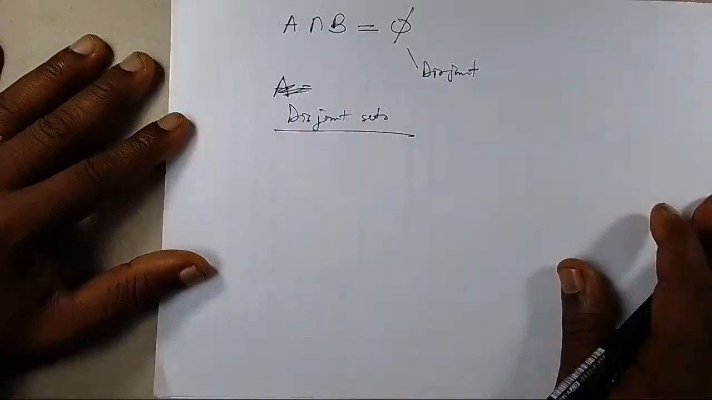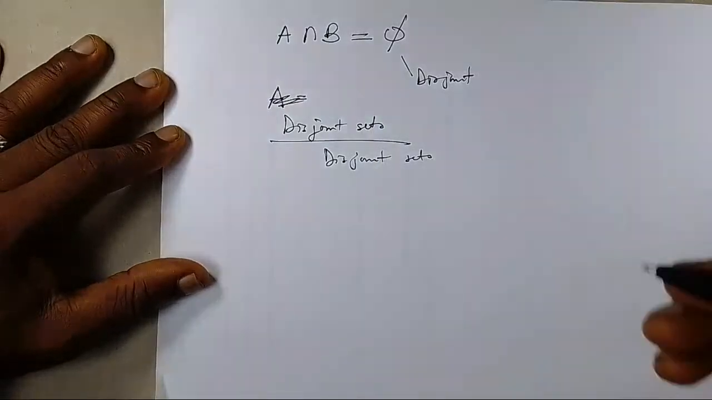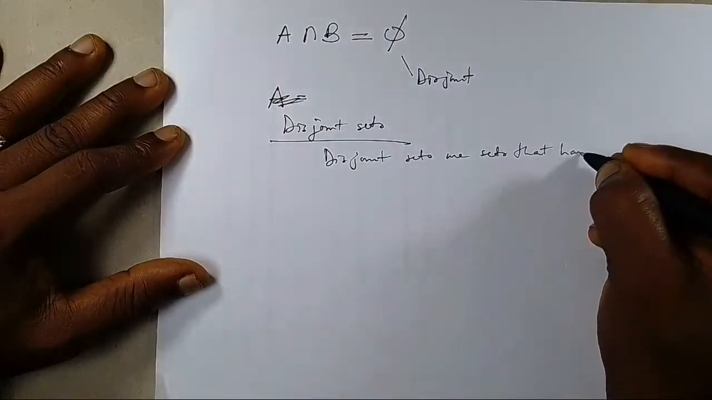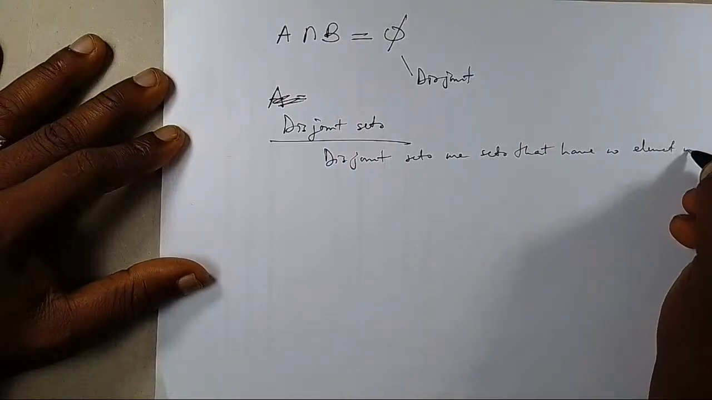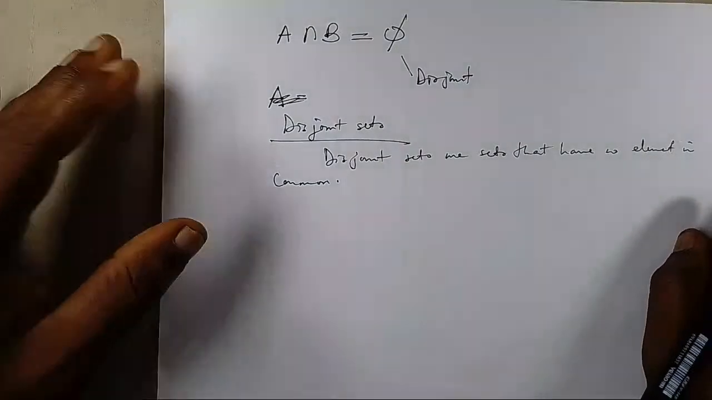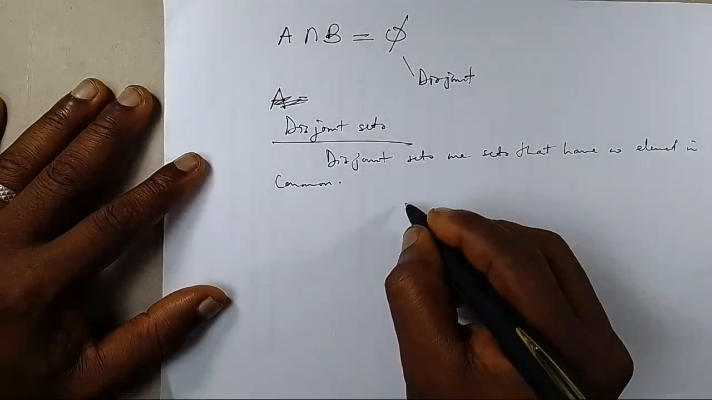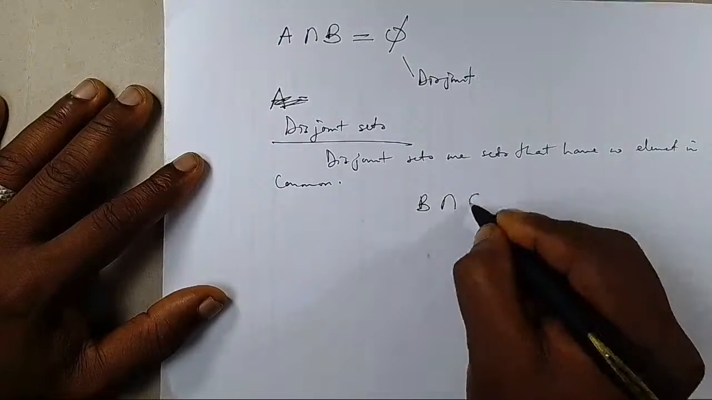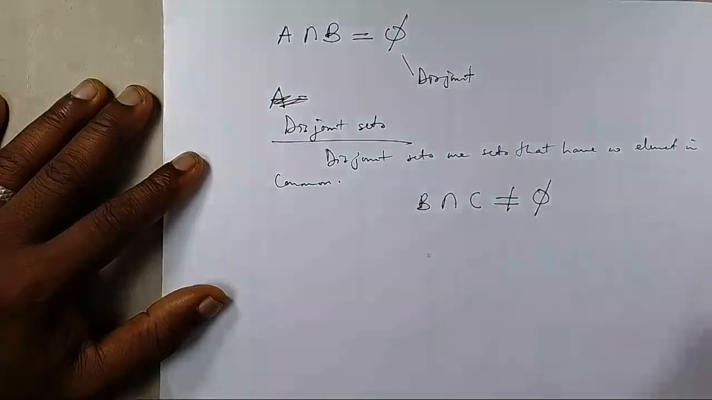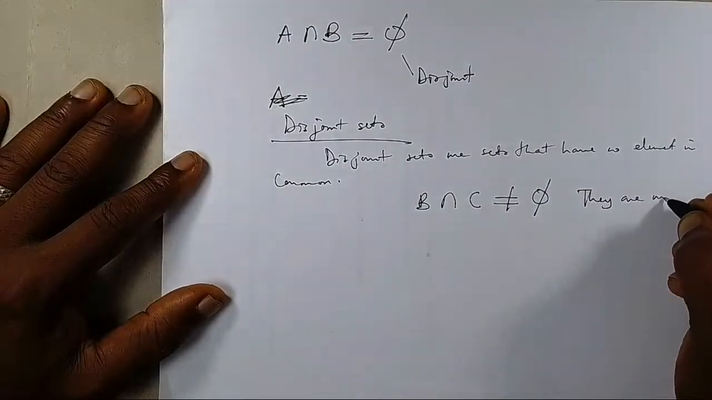So what are disjoint sets? Two sets are said to be disjoint if they have no element in common. So if two or more sets have no elements in common, their intersection will give you the empty set. So if I tell you that there are two sets, B and C, and their intersection does not give me the empty set, what would you say about B and C? They are not disjoint.